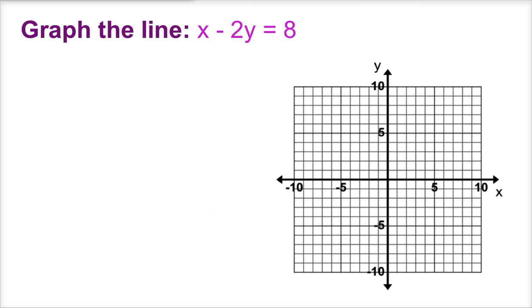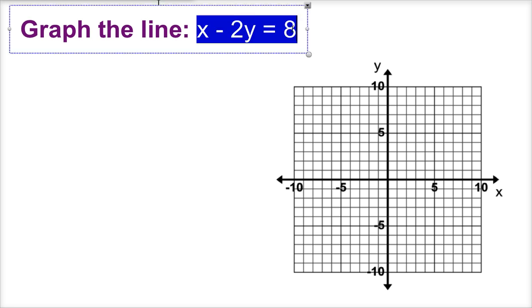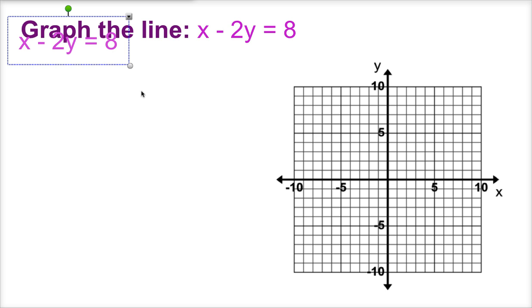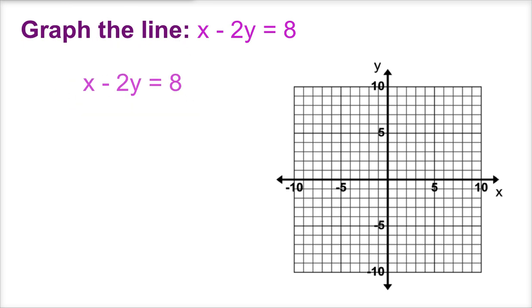Graph the line x minus 2y equals 8. Okay, so this needs to be converted to slope-intercept form. So in other words, we need y by itself on this side of the equal sign. So the x has got to go first. So what's the zero pair with an x? Minus x. So it's minus x on both sides to keep everything fair.